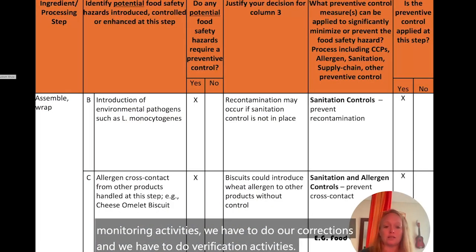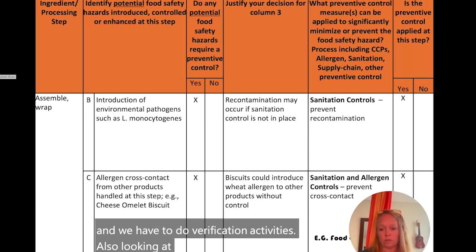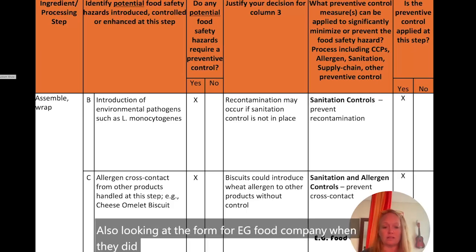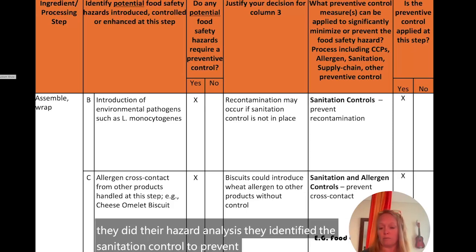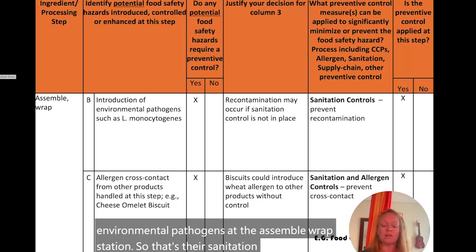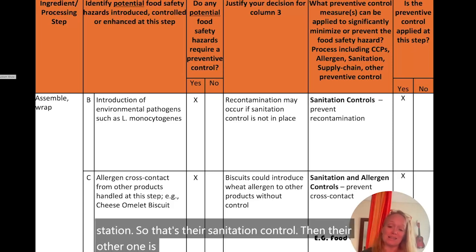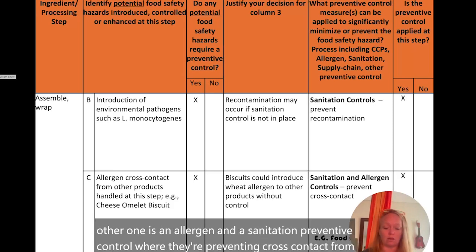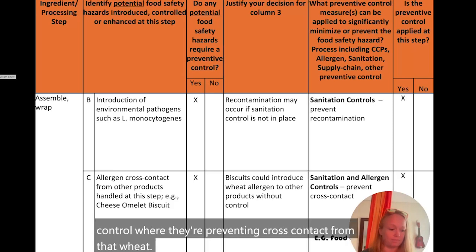Looking at the form for EG Food Company, when they did their hazard analysis, they identified the sanitation control to prevent recontamination from environmental pathogens at the assemble and wrap station. So that's their sanitation control. Then their other one is an allergen and sanitation preventive control, where they're preventing cross-contact from that wheat biscuit.